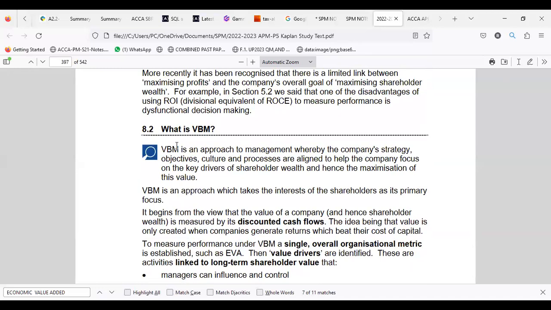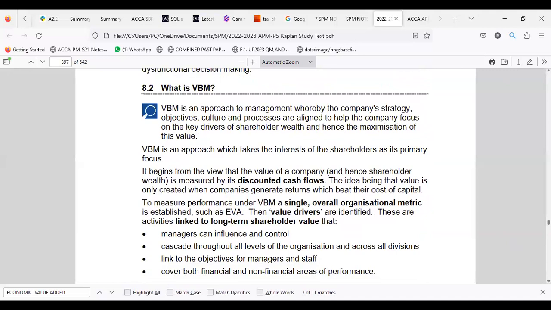Yes, I want to understand this concept of VBM, which is value-based management. We have the business interest and we have shareholders' interest. Which one is the major focus of value-based management? The shareholders' interest.